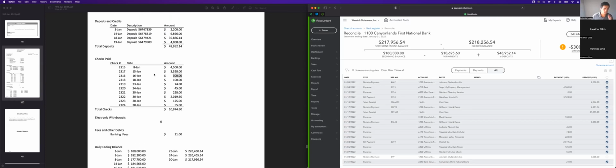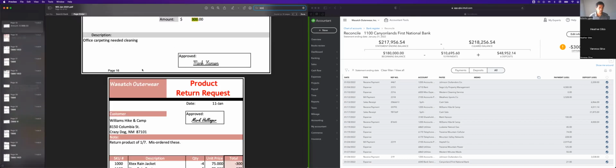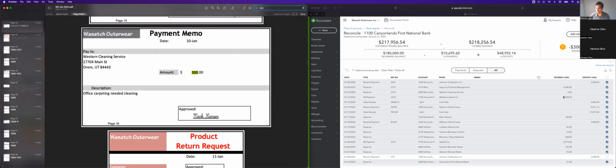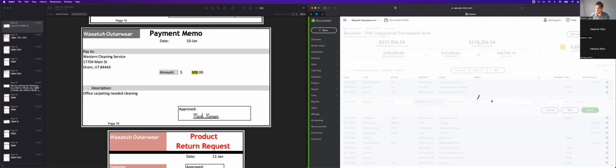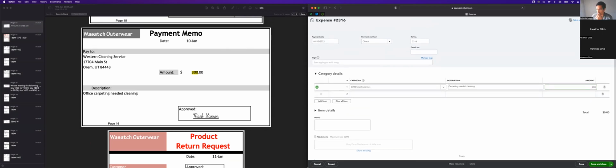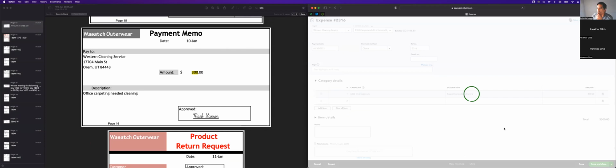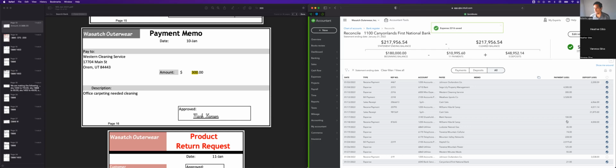And now with $300 off on January 16th. And I don't know what that is. Office carpet needed cleaning. Oh, it's the $0 one. So this $0 one shows $0, but it should be $300, right? So January 10th, $300, Western Cleaning Services. It's a check, sure, save and close. So this bank reconciliation helps a lot just to clean up stuff.